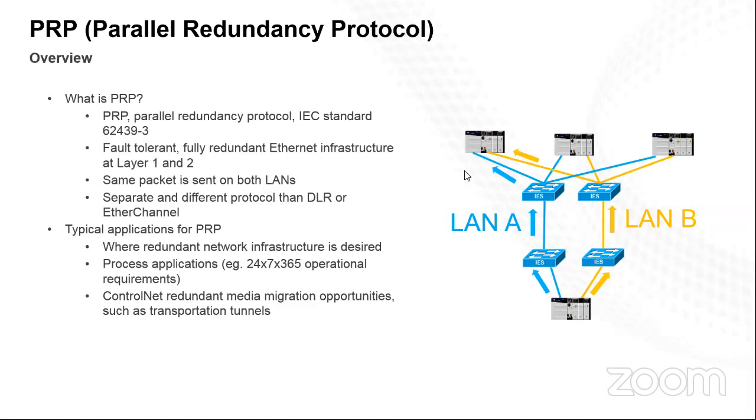So what are good applications for PRP? Well, first of all, where redundant network infrastructure is a requirement. And again, that multiple failure option is desirable. So where we see this going in, a lot of process applications, oil and gas, water, wastewater, et cetera. But we also see this as a kind of a backbone of maybe a DCS type network where you really don't want to afford any kind of downtime.